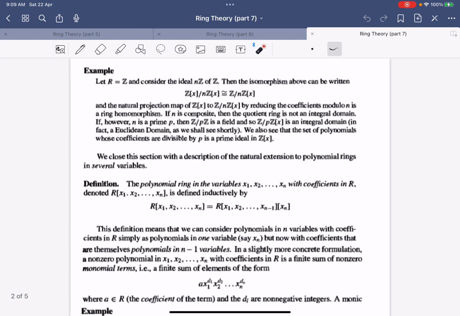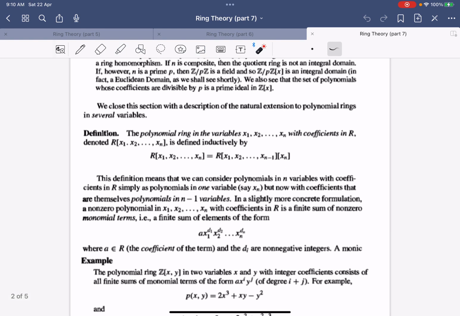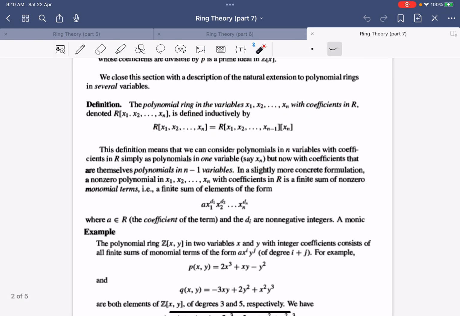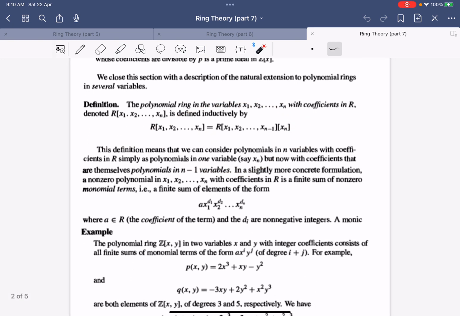Some common examples will of course be the reduction modulo homomorphism that we have already seen, which helps us to solve the Diophantine equations. And we can extend our polynomial rings to several variables by doing it inductively. This means that we consider the polynomial in n variables with coefficients in R simply as a polynomial in one variable, but now the coefficients are polynomials themselves.